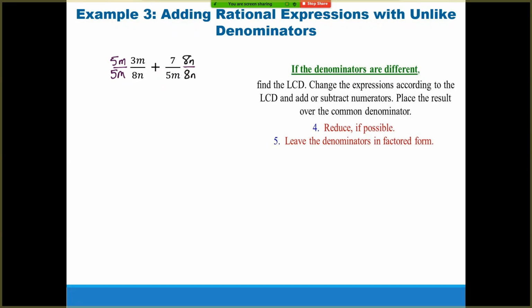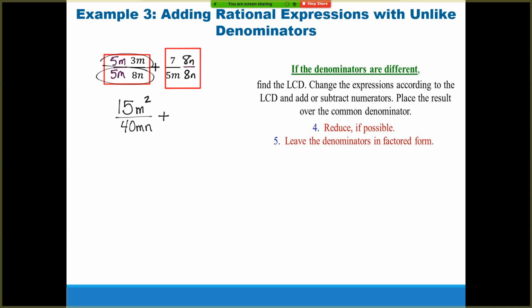So then I want to multiply these together and these together. When you multiply fractions, you multiply straight across. So the tops get multiplied together, the bottoms get multiplied together. So 5m times 3m, 5 times 3 is 15, and m times m is m squared. So that's my numerator for the first fraction. For the second fraction, I'm taking 5m times 8n. Well, 5 times 8 is 40. M times n is just mn.